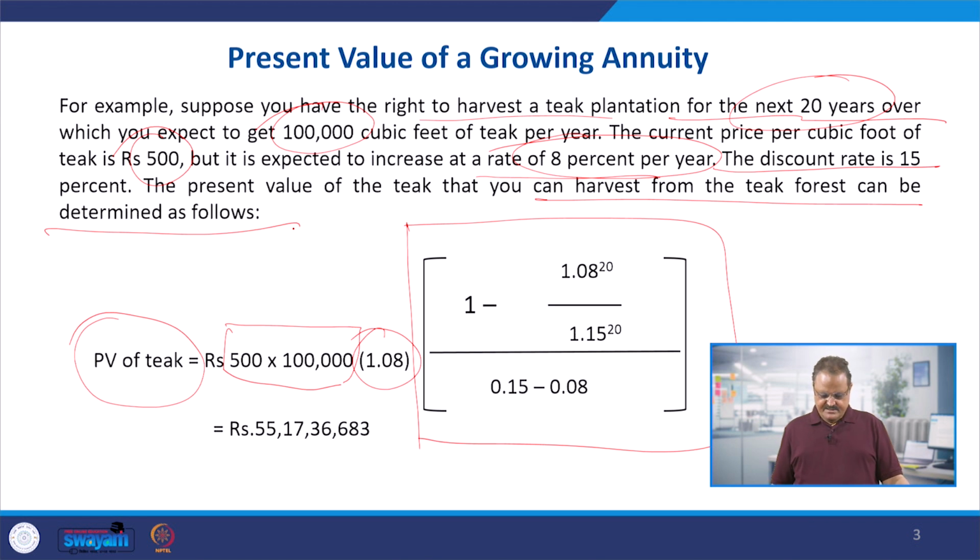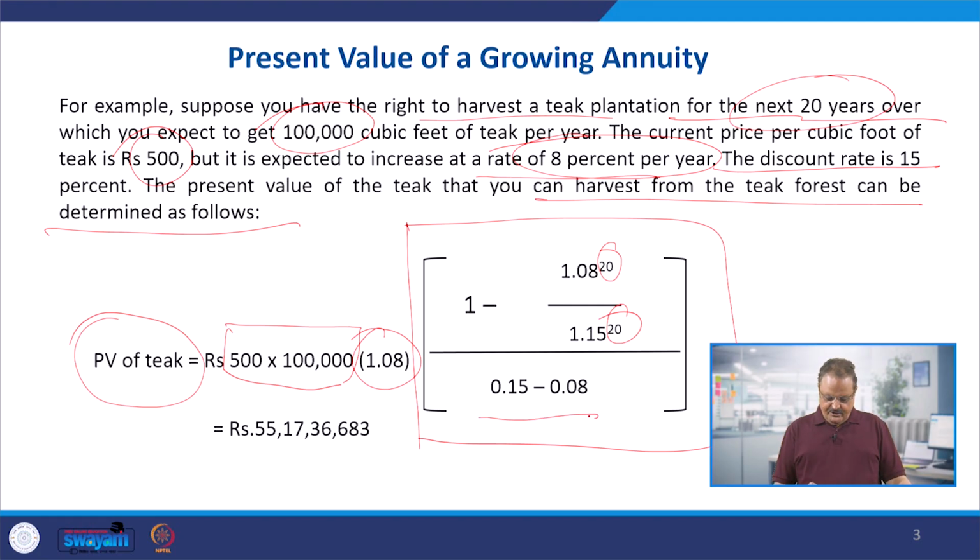So what is important to us? The values important to us are the total period of 20 years, right? And annual harvest is going to be 1 lakh cubic feet. The price per cubic feet is rupees 500, and the growth rate is 8%, and the discount rate R is 15%. When we are given all these inputs, we are multiplying this model A into 1 plus G. So A is 500 into 1 lakh into 1 plus G means 8%, so 1.08 into 1 minus 1.08 power 20 here, that is n, divided by 1 plus R, that is 1.15 for the 20 years period of time, and divided by R minus G.